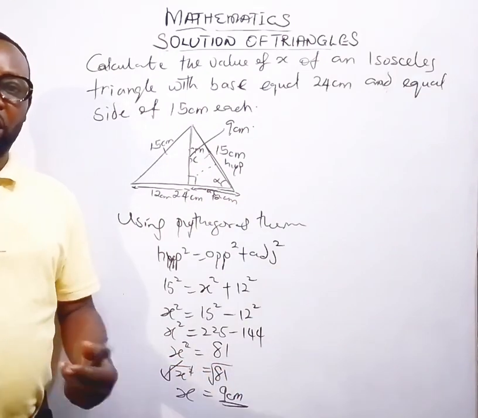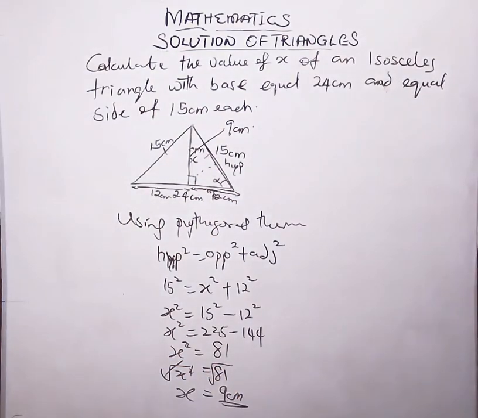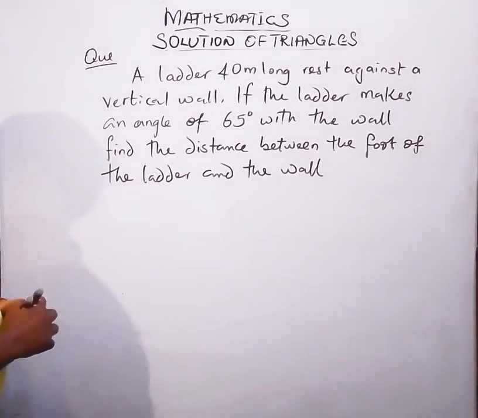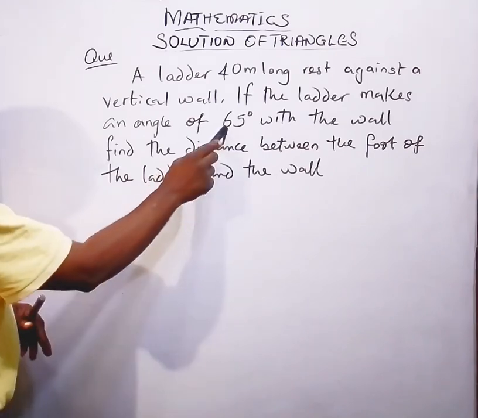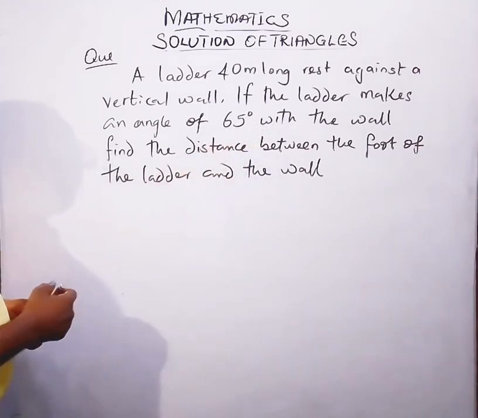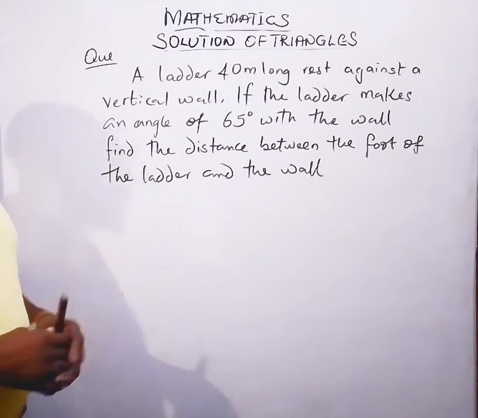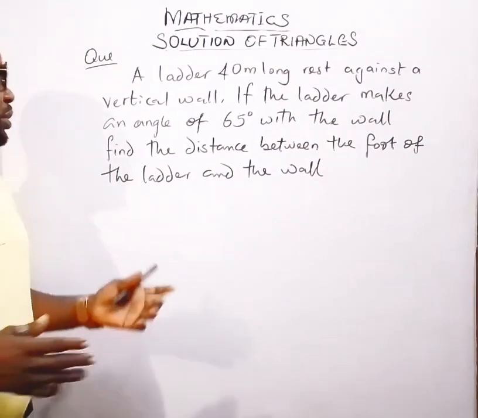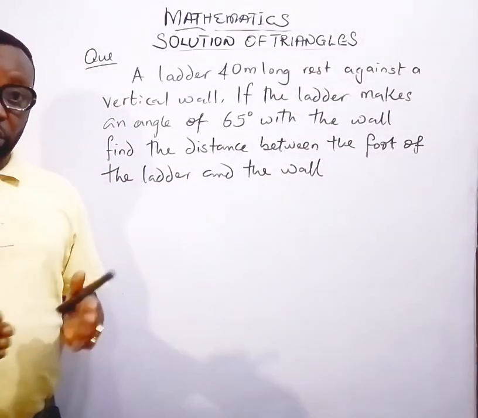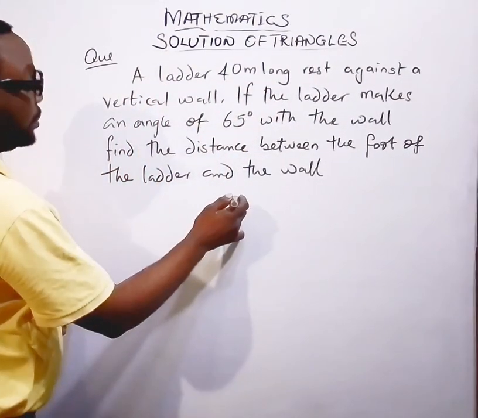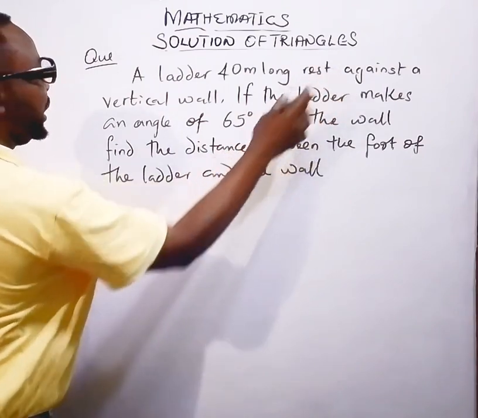So let's look at another question and how to solve it. The question says, a ladder 40 meters long rests against a vertical wall. If the ladder makes an angle of 65 degrees with the wall, find the distance between the foot of the ladder and the wall. That is what the question says. Let's look at it this way. A ladder, 40 meters long, rests against a vertical wall.